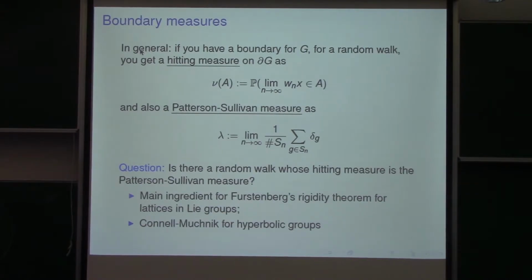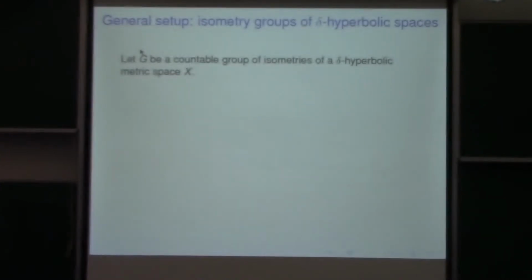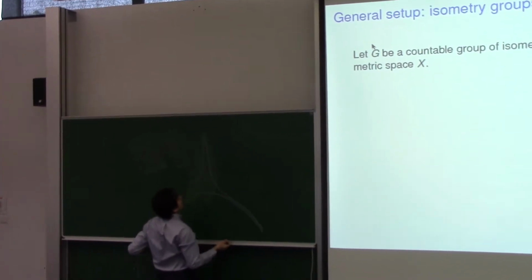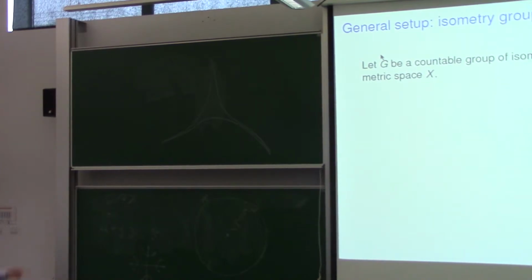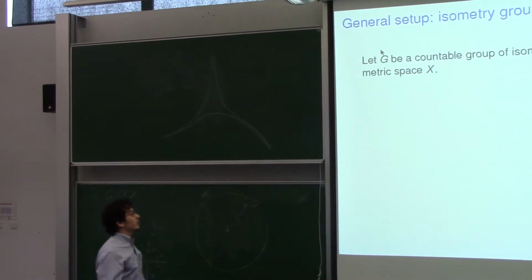So now, in general, we have a setup. I'm really not talking too much about mapping class groups, but I will be talking about more generally isometry groups of delta-hyperbolic spaces. So everybody knows, I hope, what a delta-hyperbolic space is. If you don't, let me just give this picture. You can ask your neighbor what this picture represents: geodesic triangles in delta-hyperbolic spaces are thin.